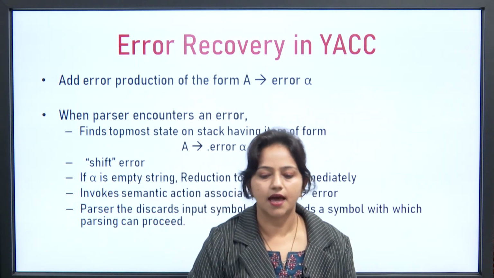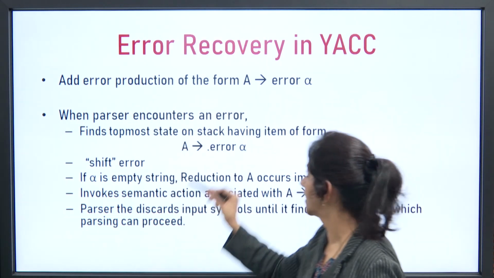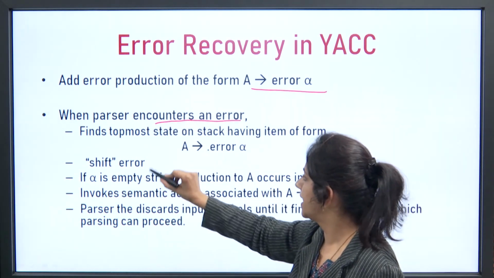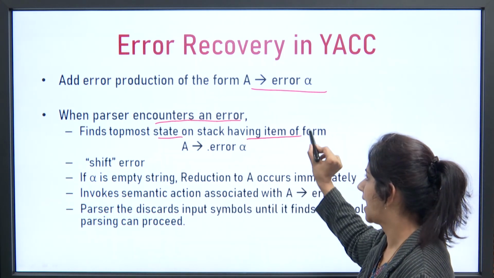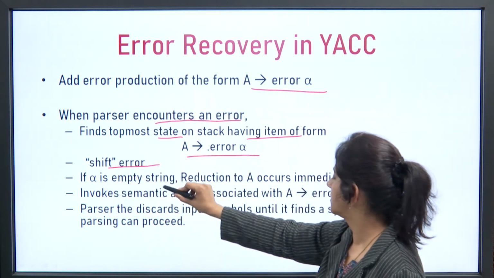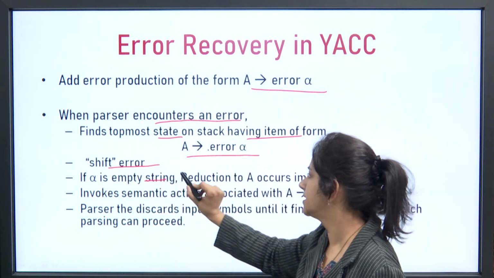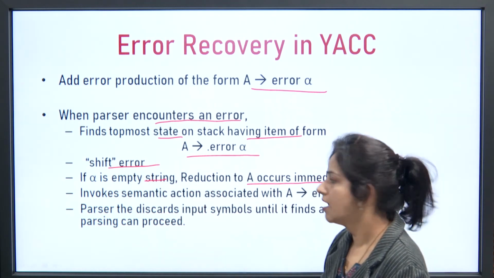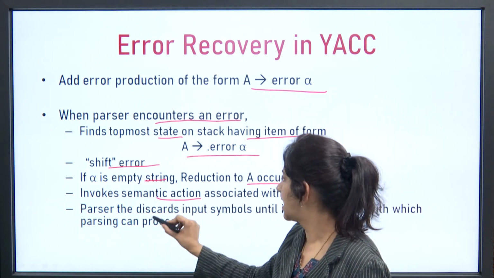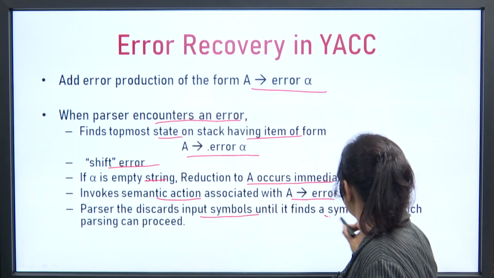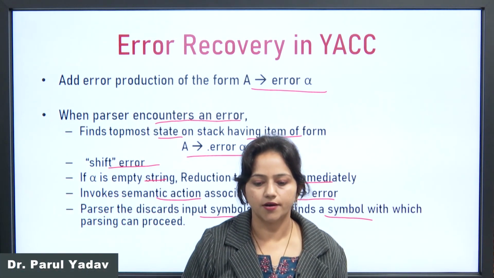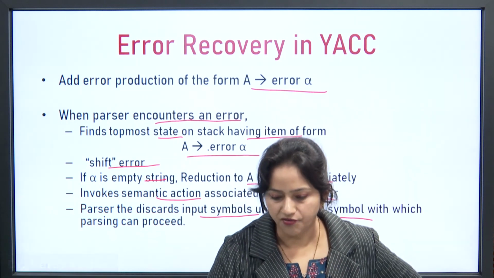Now, we can handle error recovery in YACC. Here we add productions like this, and whenever the parser encounters an error, it finds the topmost state on the stack having an item of this form and shifts the error token. If alpha is the empty string, then it can reduce immediately; otherwise it invokes the semantic action associated with the production. The parser discards input symbols until it finds a symbol with which parsing can proceed. So, here we add a production like A → error alpha, where alpha is a string of grammar symbols.